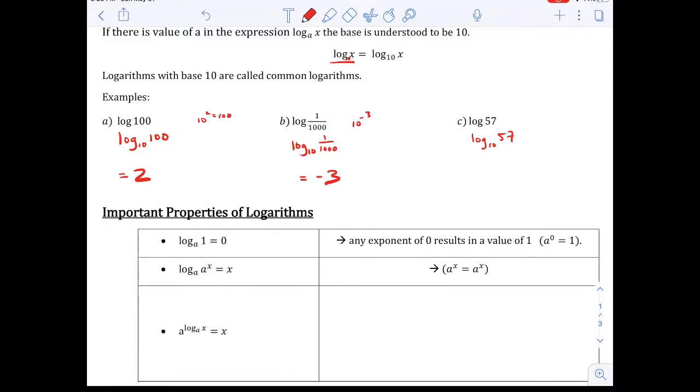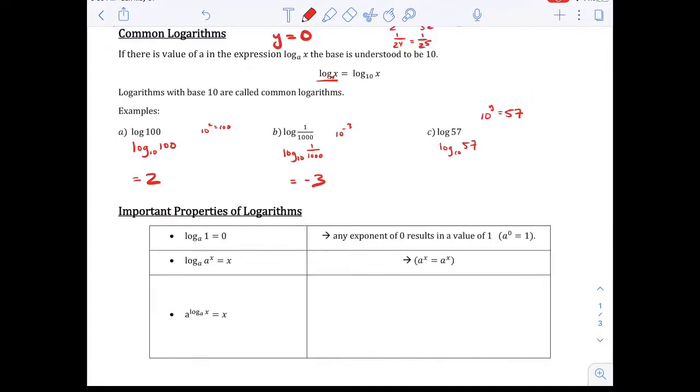And finally, the last one. You might say, well, I'm not sure, because 10 to the power of something is 57. And if I'm trying to solve that one, it's kind of difficult. I know it's between 1 and 2 because 10 to the power of 1 is 10 and 10 to the power of 2 is 100. It's a little bit more than that. But we have our calculator. When I put in my calculator log 57, we get 1.7558, so about 1.76. Maybe rounded that one.